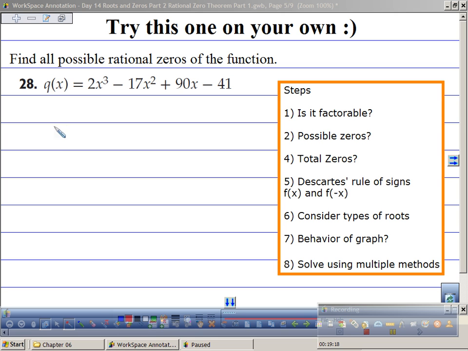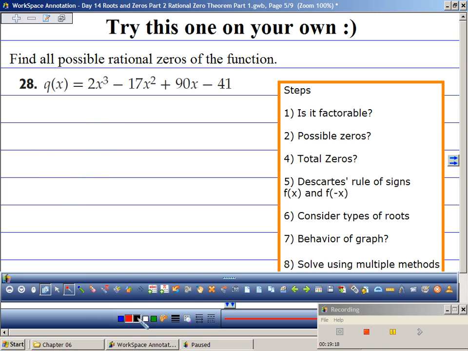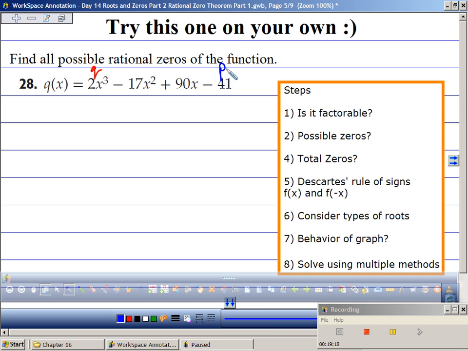All right, is it factorable? I'm going to do that real quick. Let's see, 2x cubed, negative 17x squared, 90x, negative 41. I'm going to say nothing times anything is going to be negative 41, correct? It's not going to happen. Now I got to do work. All right, so here's my p. And here's, actually, wasn't I doing the red Q? Got to be consistent, right?